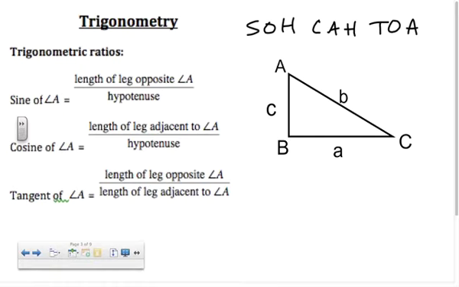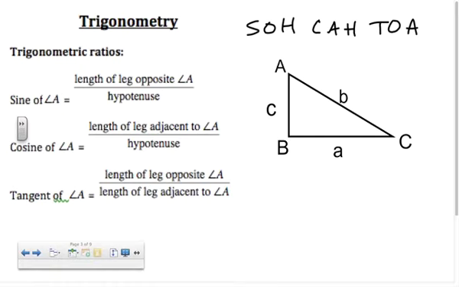SOHCAHTOA. Why is that significant to us? Why does that help? Look at these definitions. The sine, S, equals opposite over hypotenuse. There's the OH. You see the same idea with the cosine. Its definition is adjacent over hypotenuse. And tangent, definition is opposite over adjacent.